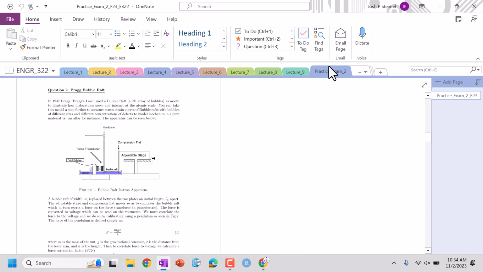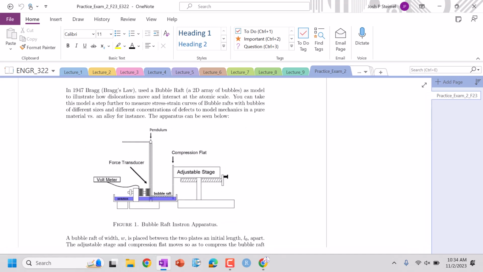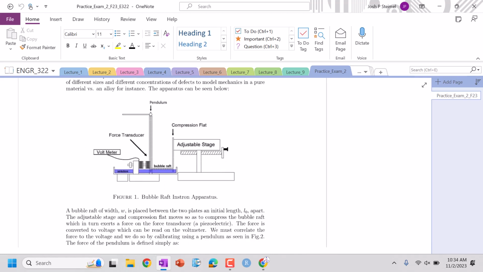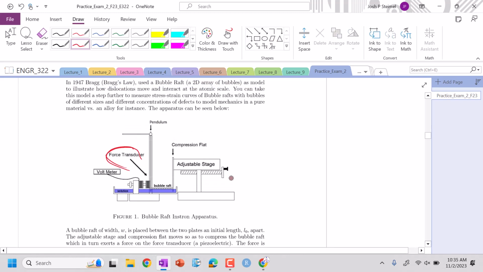All right, everyone, we are back and we are going on to question 2, Bragg bubble raft. So we have this cool apparatus, different sizes. Basically, you're compressing this bubble raft. You have a force transducer here, and an adjustable stage. It compresses the bubble raft.